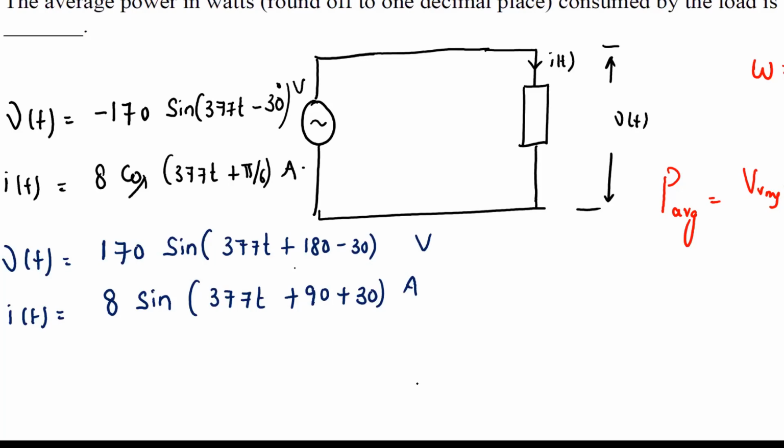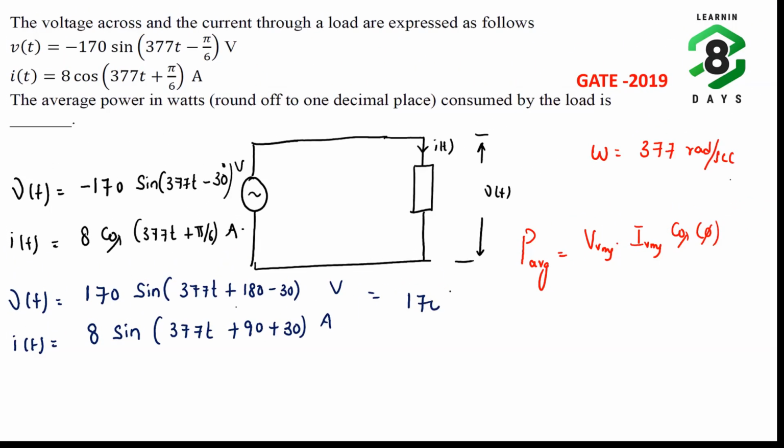Understand? Now if you simplify, the first signal V of t will become 170 sine of 377t plus 150 degree, so many volt. The second signal will become 8 sine of 377t plus 120 degrees, so many ampere.